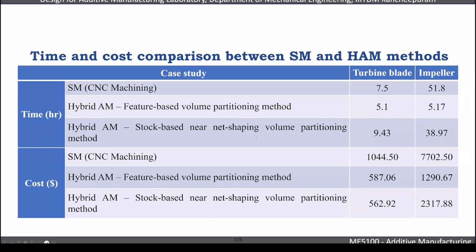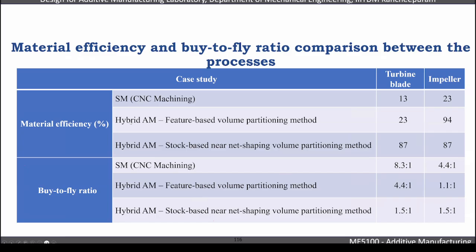So these are some data sets which tell about the material efficiency. This is the final slide, and the buy-to-fly ratio. If you see conventional manufacturing, CNC machining, turbine blade, right? So you can see it's 13% material efficient, whereas impeller is 23%. But in hybrid, you can see material efficiency improves to 87%. It's a very large increase in material efficiency, which you can see.